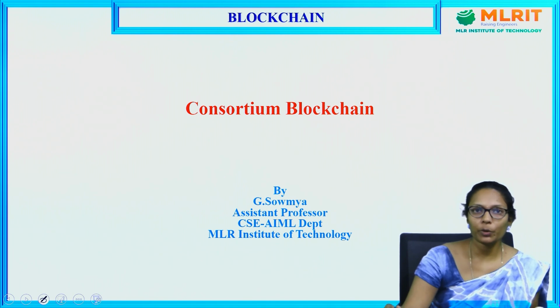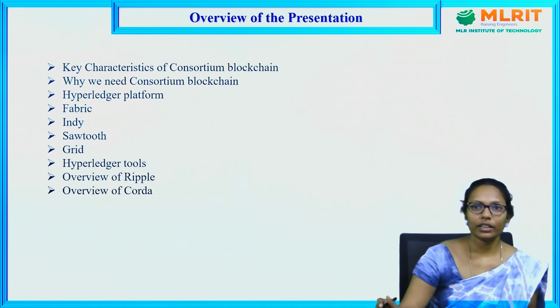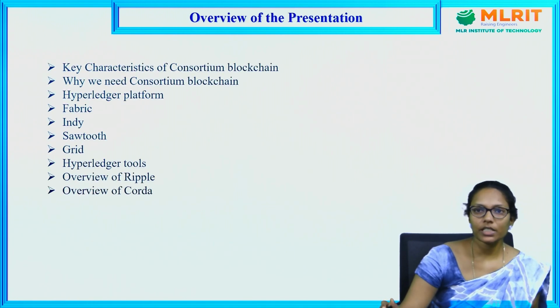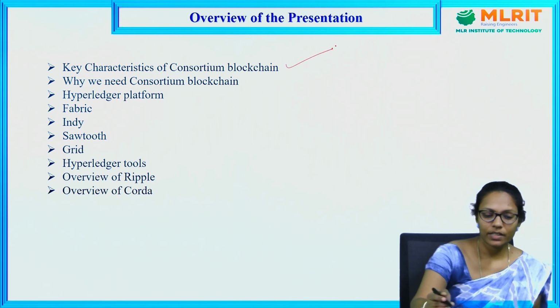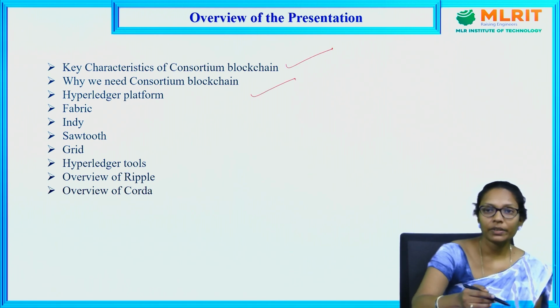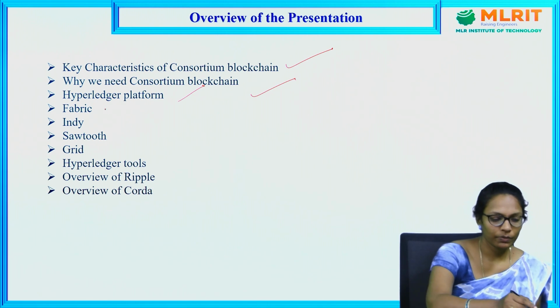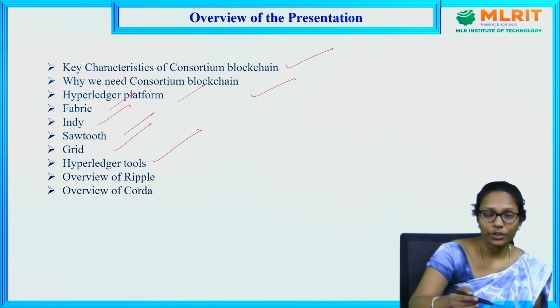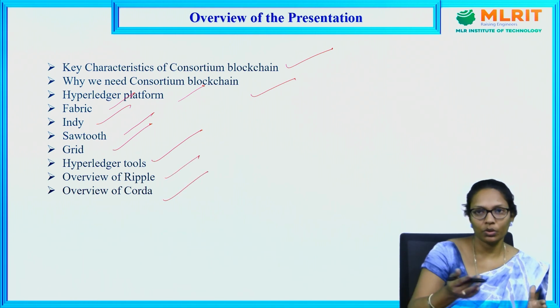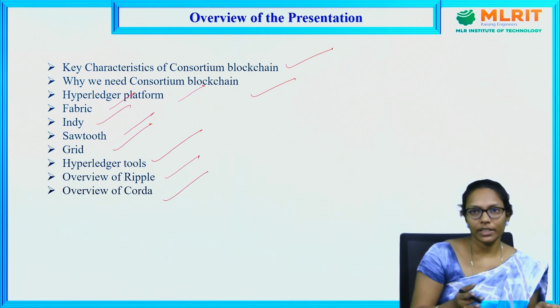In this video, I am going to discuss Consortium blockchain. This presentation covers the key characteristics of Consortium blockchain, why we need Consortium blockchain, and the different Consortium blockchain platforms like the Hyperledger platform. Under this Hyperledger platform, we have different tools and frameworks, that is Fabric, Indy, Sawtooth and Grid. And what are the different Hyperledger tools we have? An overview of Ripple and Coda. These two are also Hyperledger applications that we will see.